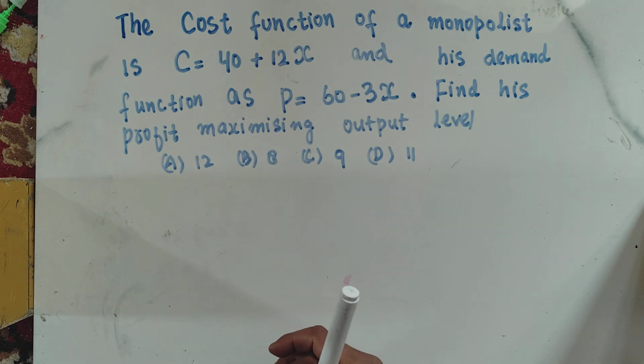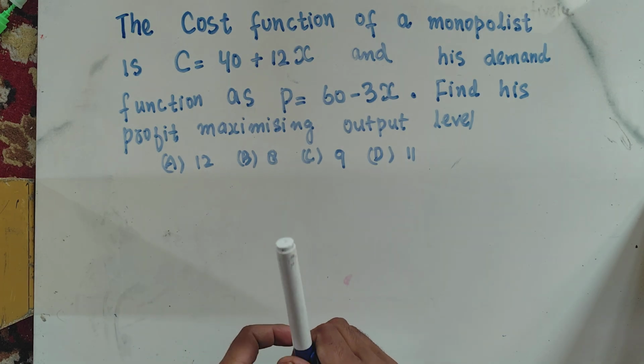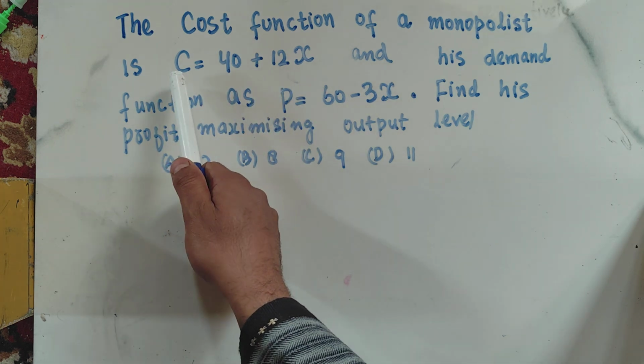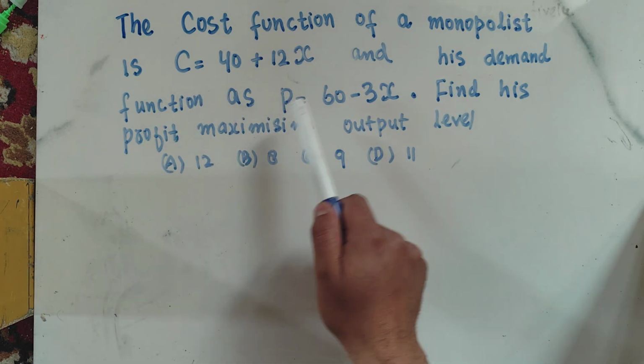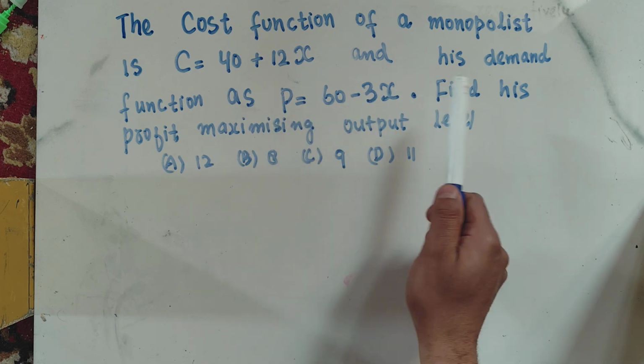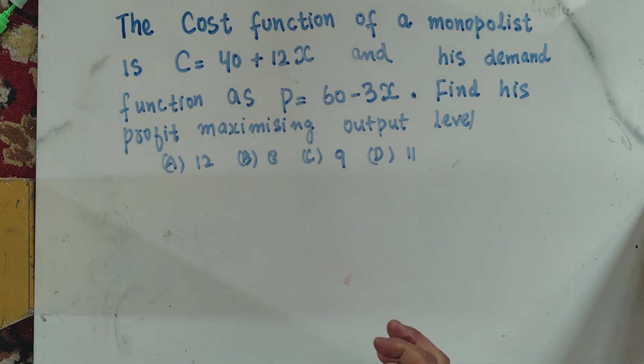Let us solve a question on profit maximization in case of monopoly. The cost function of a monopolist is C = 40 + 12x. C is the cost, x is the quantity. And its demand function is P = 60 - 3x. P denotes the price. Find its profit maximizing output level.